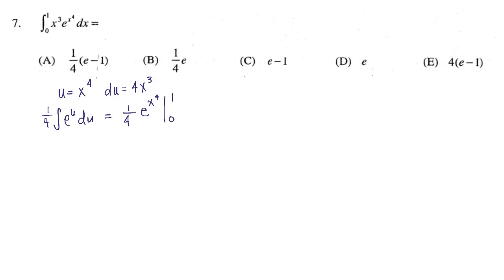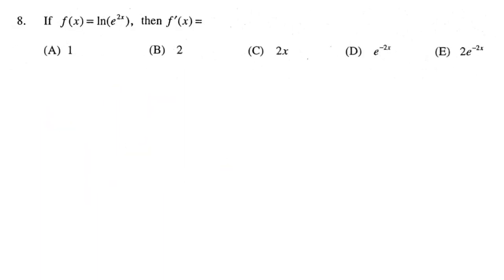And so when we plug in our endpoints, we should have 1/4 e to the first minus 1/4 e to the 0 power, and a lot of times people try to make that e to the 0 power 0, but it's not. It is going to be 1, so that's minus 1/4, and we can factor out a 1/4, and that's going to give me e minus 1, which is going to be answer choice A.